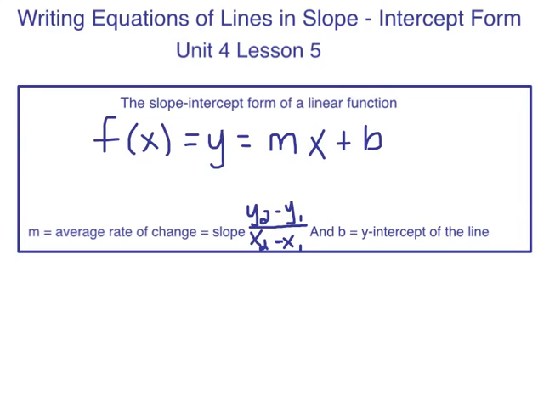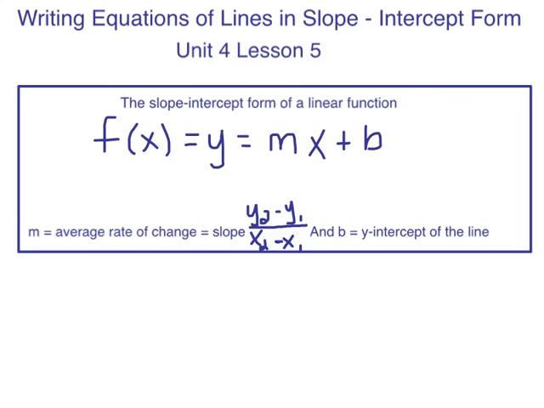This is Mr. Payne bringing you writing equations of lines in slope-intercept form. Unit 4, Lesson 5. Let's start off by quickly reviewing the slope-intercept form of a linear function: y equals mx plus b. Don't forget that f of x equals y.